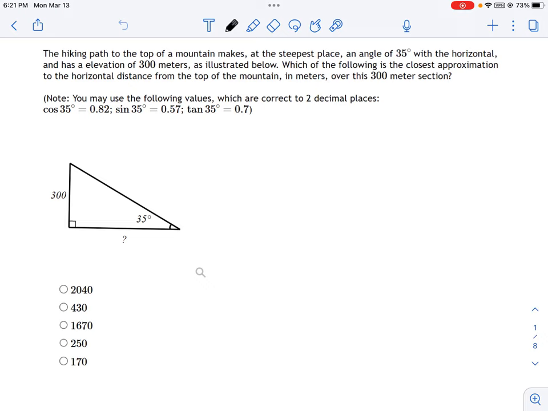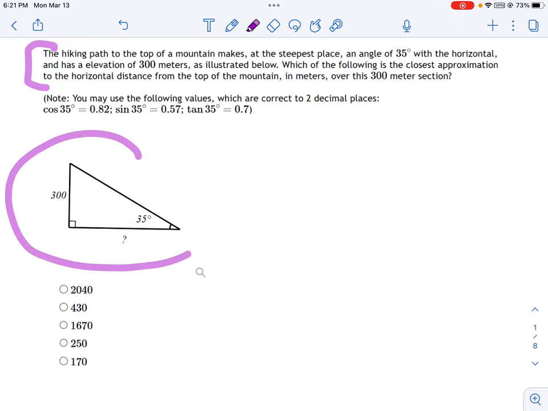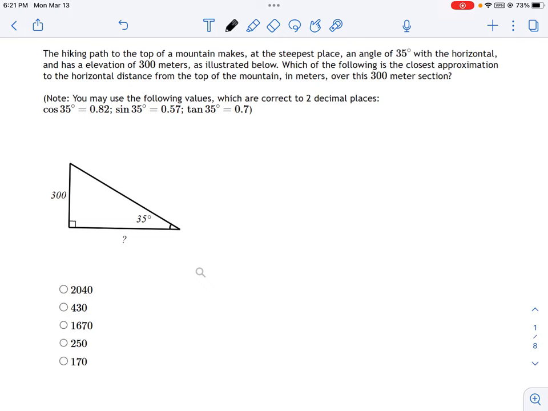Let's do a little ACT practice. A hiking path to the top of a mountain makes, at the steepest place, an angle of 35 degrees with the horizontal and has an elevation of 300 meters, as illustrated below. Which of the following is the closest approximation to the horizontal distance from the top of the mountain in meters over this 300-meter section? While there are a bunch of words up here, all of these words are saying is to look at the diagram. This is just a right triangle trigonometry problem.